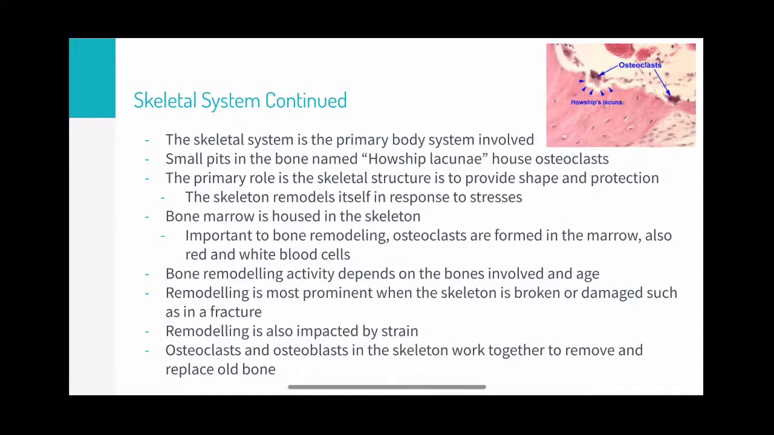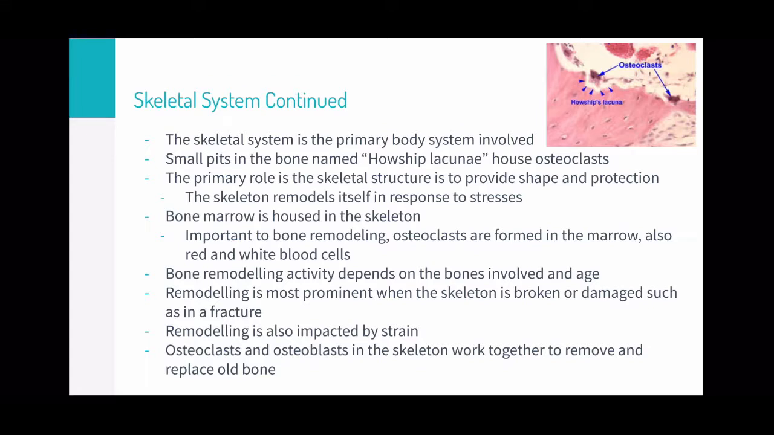The skeletal system continued. The skeletal system is the primary body system involved in bone remodeling. There are small pits in the skeletal system named house-shaped lacunae which house osteoclasts. The primary role of the skeletal system is to provide shape and protection to the organs and body. The skeleton remodels itself in response to stresses such as damage and growth.